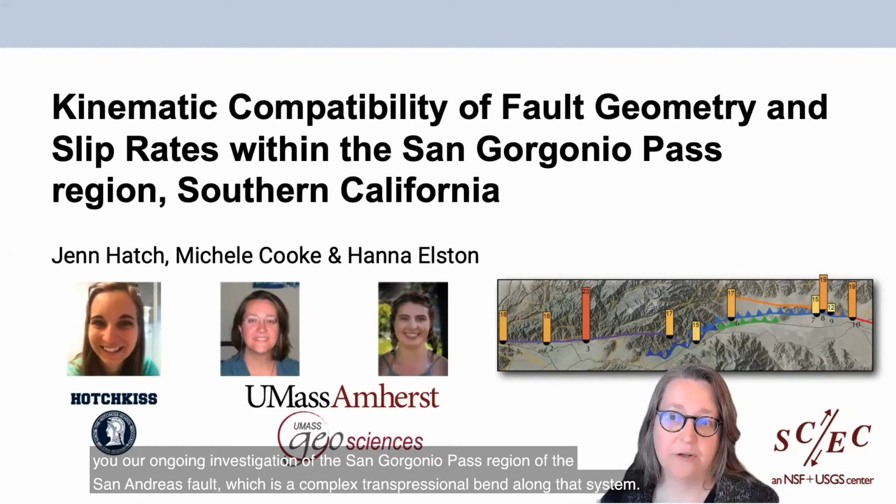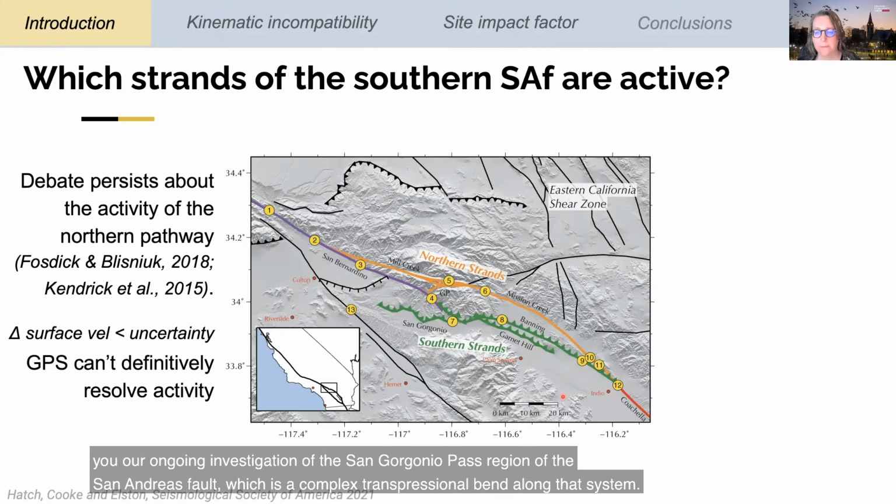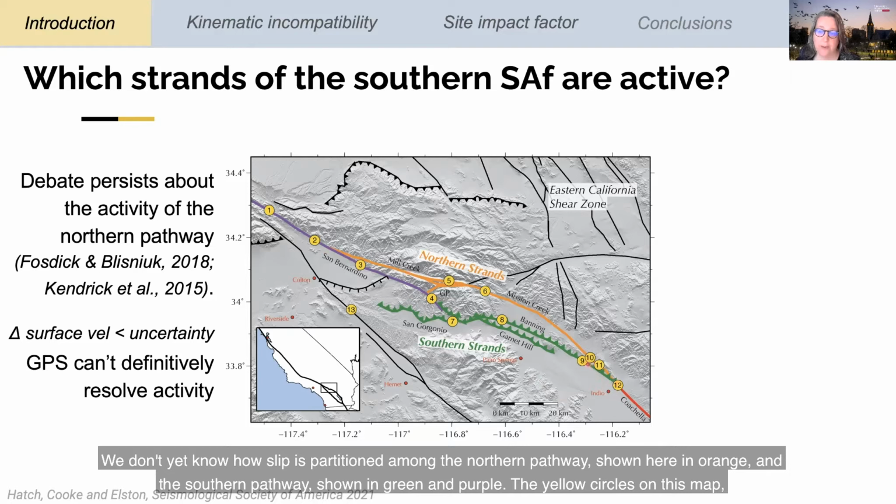In today's talk, I'll share with you our ongoing investigation of the San Gorgonio Pass region of the San Andreas Fault, which is a complex transpressional bend along that system. The San Andreas Fault has complicated geometry in this transpressional bend with two potential pathways for slip and rupture. We don't yet know how slip is partitioned among the northern pathway, shown here in orange, and the southern pathway, shown in green and purple.